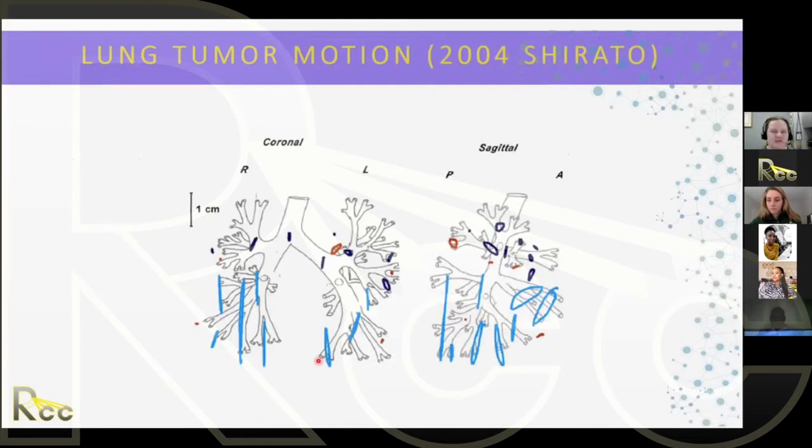About 15 years ago, we started to understand a little better how lung tumors move with respiration. As you can expect, if you have a bronchial tree, anything that's inferior in the body, close to the diaphragm, has very large excursions. If you look at anterior, you can get a little bit of a loop-like motion. And the closer you come to the upper lung and to the center of the lung, the smaller your motion tends to get.